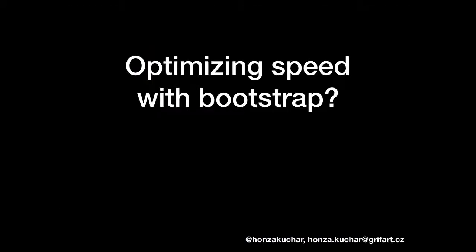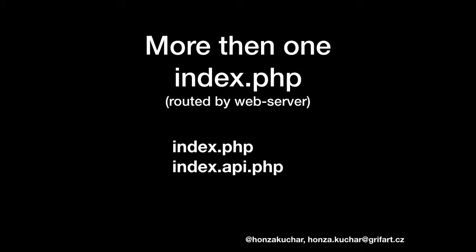Another thing what you can do with Bootstrap is optimizing speed. Important thing is that you usually don't need it, so don't do that. But when you need to do that, you can do basically two things. You can split your application and have two entry points. One index PHP for MVC application and another index.api.php with your API, and then you just put your web server ahead of your application, and it will just route this for you. For example, Nginx or Apache doesn't matter.